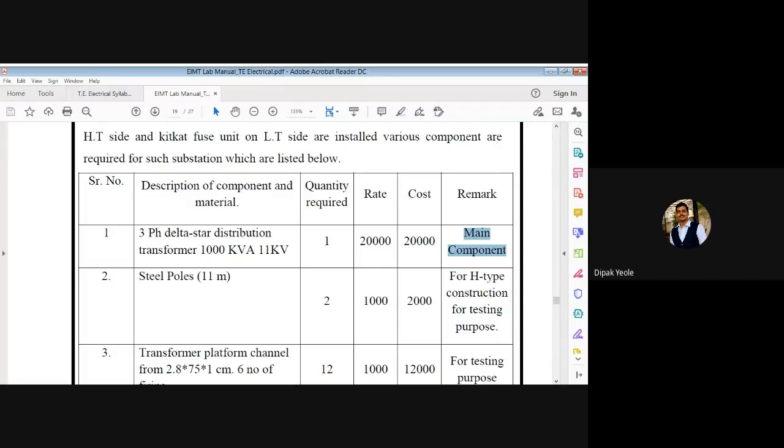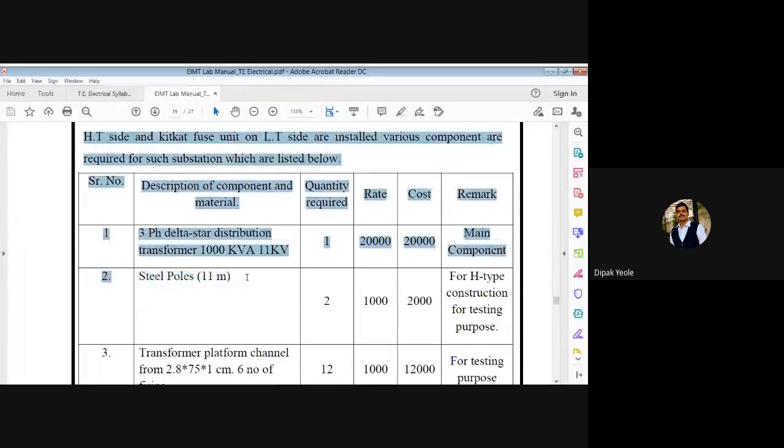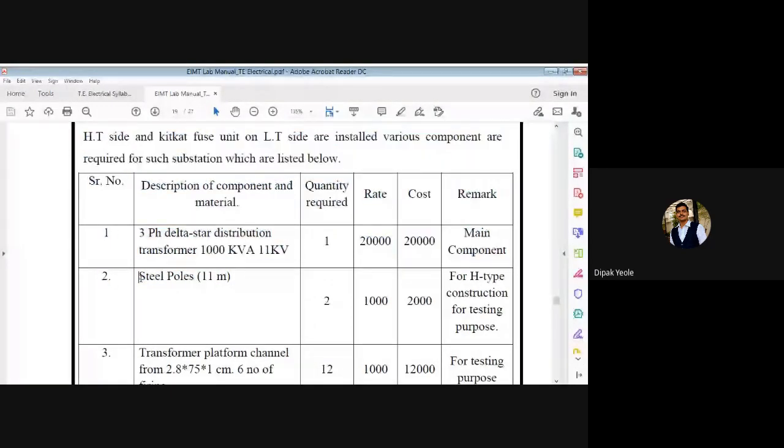Now, what is the second part? The second part is also important. That is a steel pole of 11 meter range. The poles that we saw in the morning were wood poles, so we are going to replace them with steel poles, and the length is 11 meter.